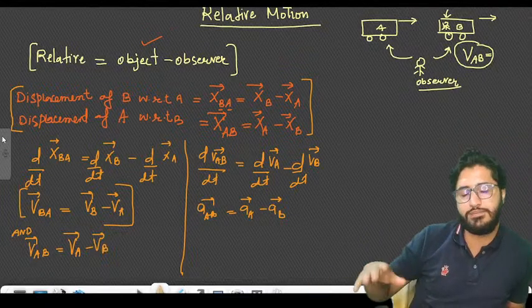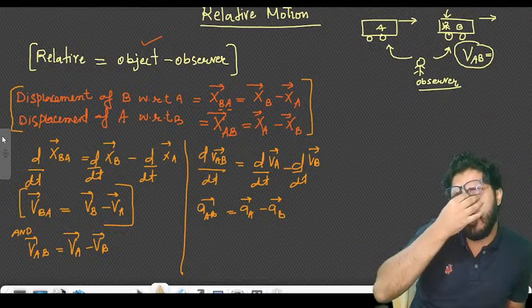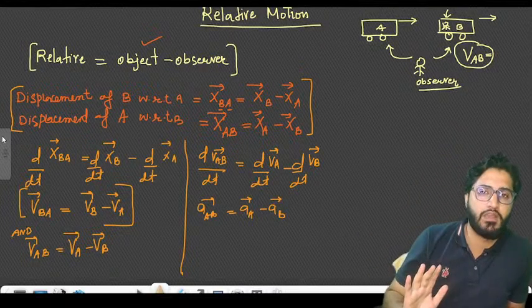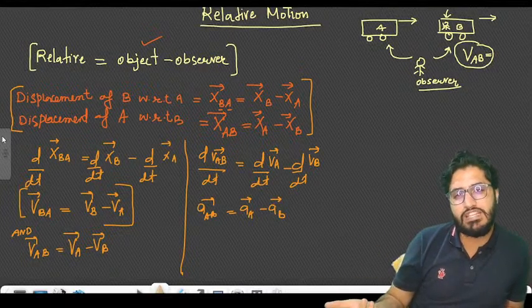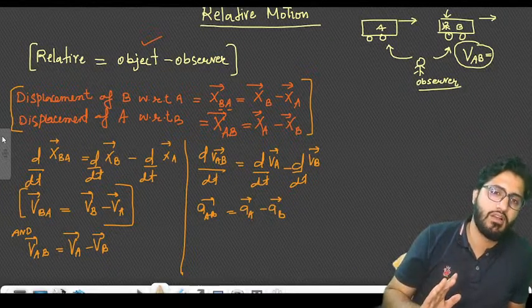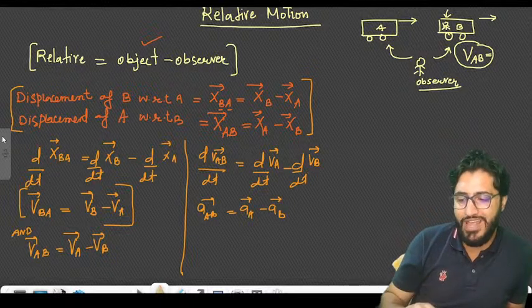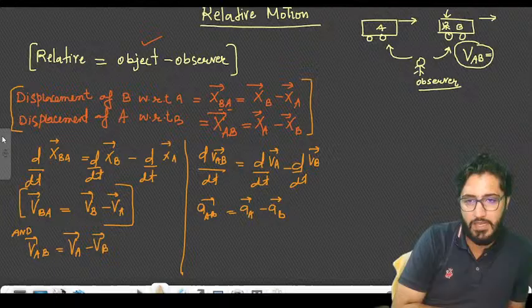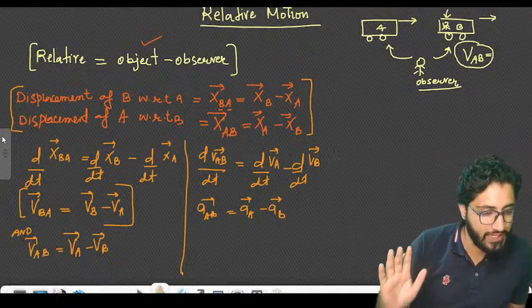The displacement of A with respect to B is displacement of A minus displacement of B. Velocity of A with respect to B is velocity A minus velocity B. Acceleration of A with respect to B is acceleration of A minus acceleration of B. Now, this is the overview of your relative motion.